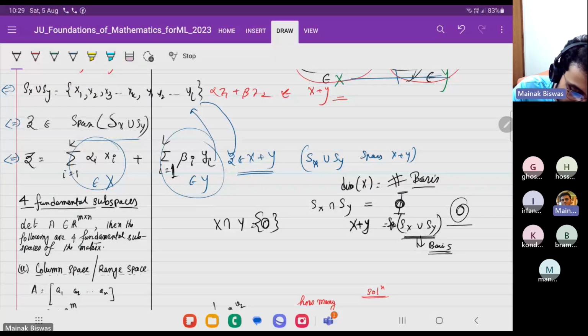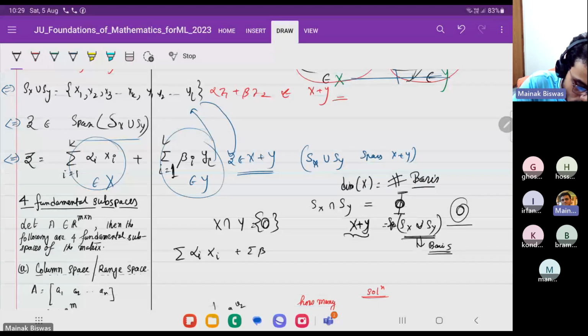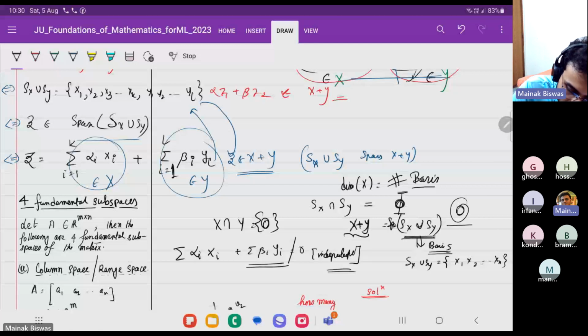Okay, so what is the dimension of x? So this set, Sx union Sy, how many elements will it contain? If they're independent, do you agree there is no non-trivial solution to alpha i xi plus beta i yi equal to 0? I have told you, since Sx and Sy do not share any element, their intersection is 0. So this has no elements in common. So Sx union Sy will be the basis.